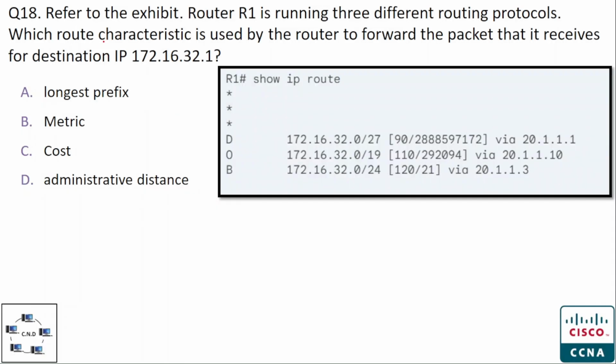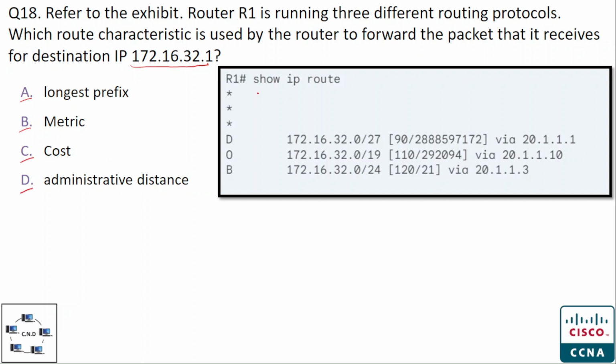Question number 18, refer to the exhibit. This is the exhibit. Router R1 is running three different routing protocols. Which route characteristic is used by the router to forward the packets when it receives a packet for destination 172.16.32.1? The options are: option A, longest prefix; option B, metric; option C, cost; and option D, administrative distance.